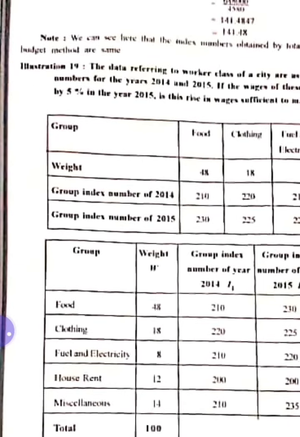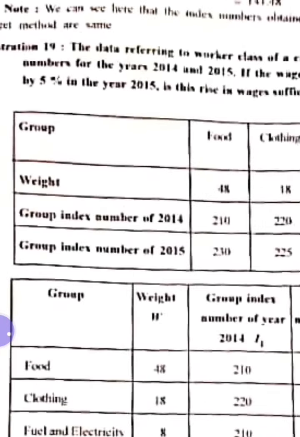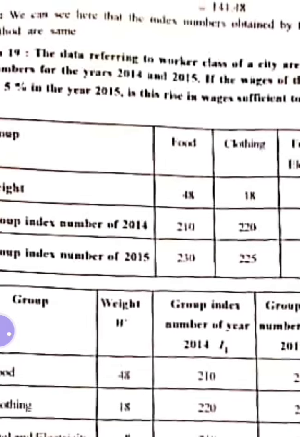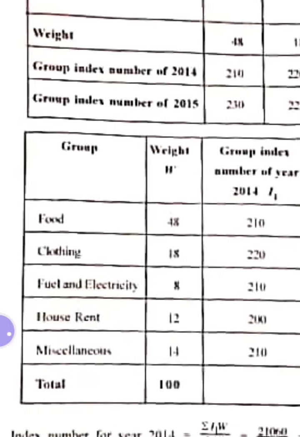Over here they have given us the group index number for 2014 and the group index number for 2015. That is two index numbers that have been given to us. For 2014 we'll name it I1, and for 2015 we are going to name it I2, right? And the weights that have been given to us are actually our W. So now we are going to have our solution.